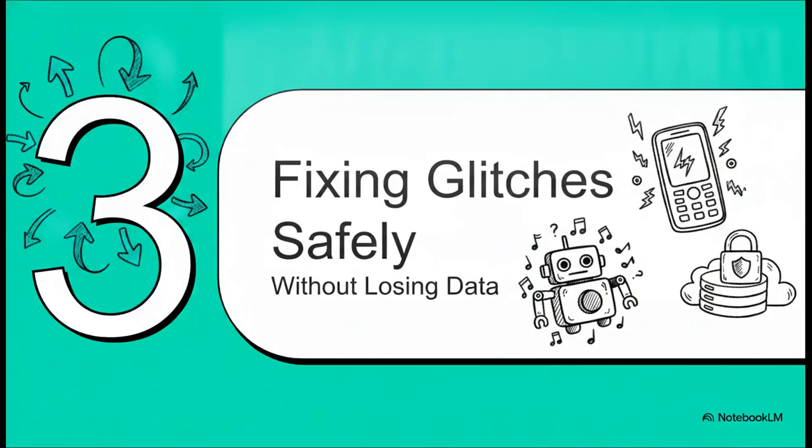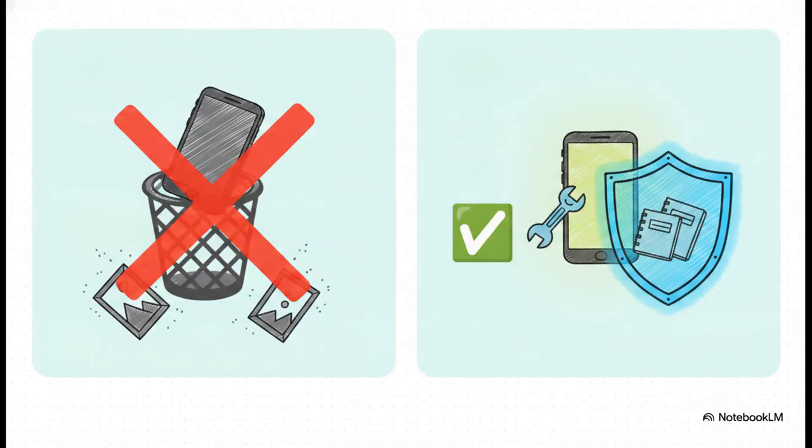Part 3. Fixing glitches safely. Sometimes a phone just gets confused and acts a little glitchy. When you go into the settings to fix it, you absolutely need to know which button is your friend. One button says Factory Data Reset. Never, ever click this. It acts like a giant vacuum and erases everything. Instead, find the safe option, Reset All Settings.